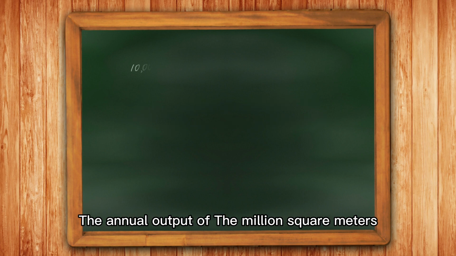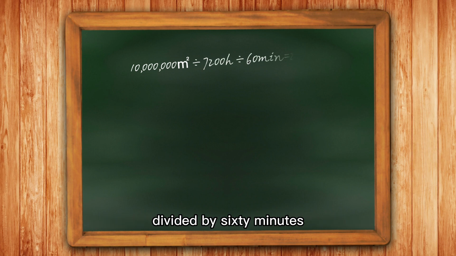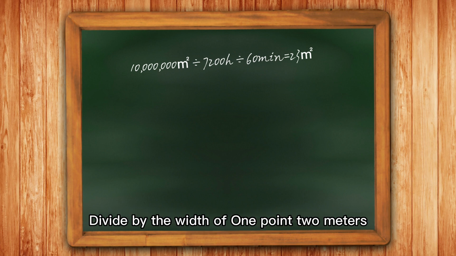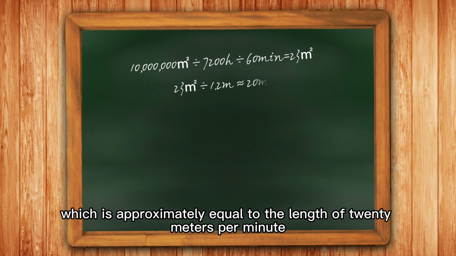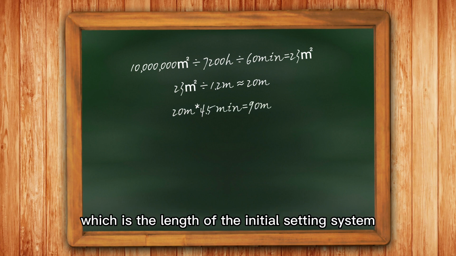The annual output of 10 million square meters divided by 7,200 hours divided by 60 minutes is the output per minute. It is approximately equal to 23 square meters, which is the area, divided by the width of 1.2 meters, which is approximately equal to the length of 20 meters per minute. 20 meters multiplied by 4.5 minutes equals 90 meters, which is the length of the initial setting system.